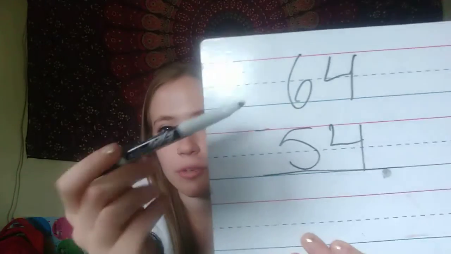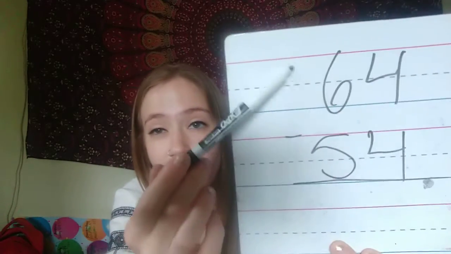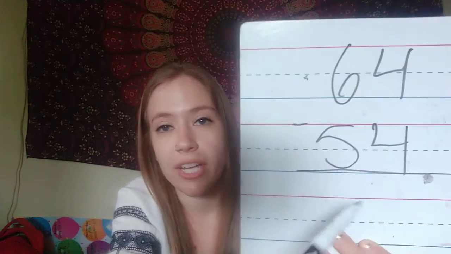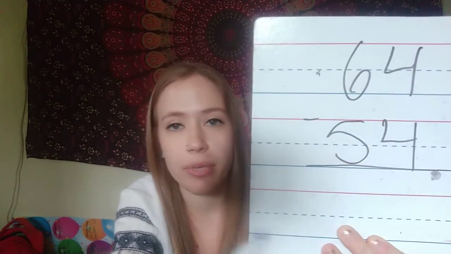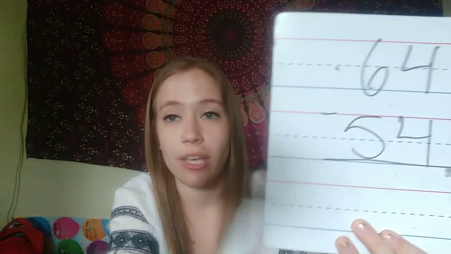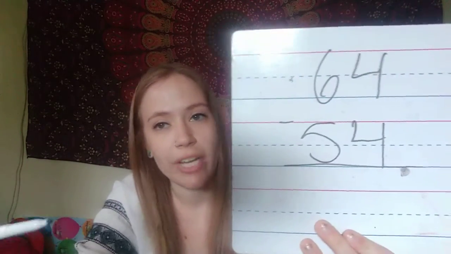Ready? So 64 minus 54. It'll be set up like this. Your biggest number always needs to be on the top. Otherwise, you're going to end up with a negative number in the bottom, and we're not dealing with that quite yet. You'll probably get to that maybe later on in your schooling, but right now, we're not dealing with that.